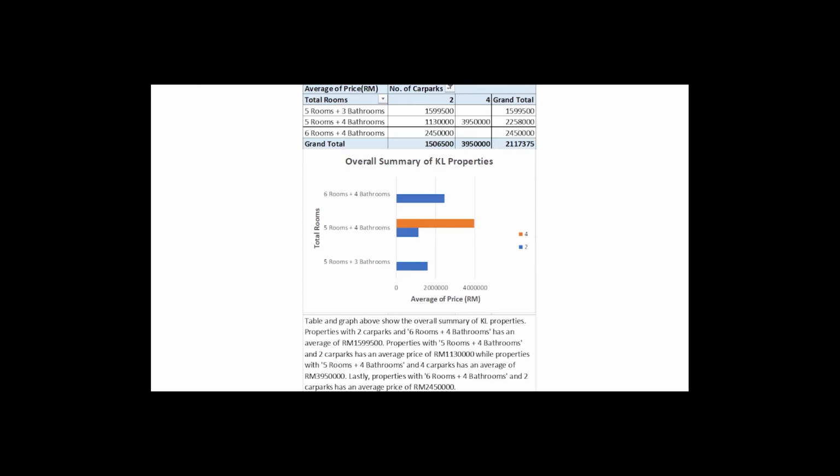So this is the overall summary of KL properties. The table and graph show that the average price will increase with the total number of rooms. However, our client can get a property of 9 rooms in total with 2 car parks at a minimum average price of 1.13 million compared to the property of 8 rooms at about 1.6 million based on our analysis.